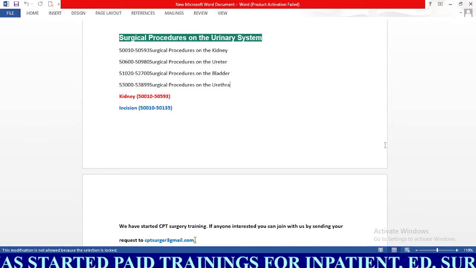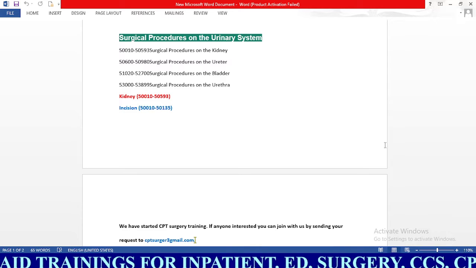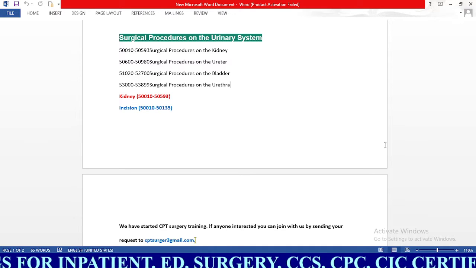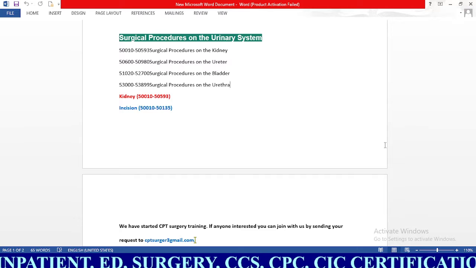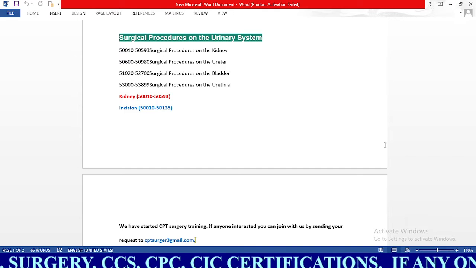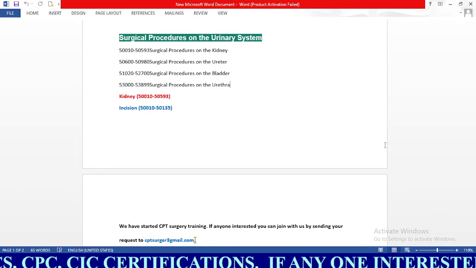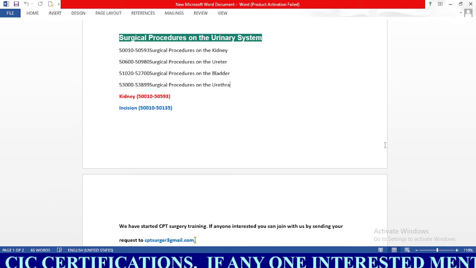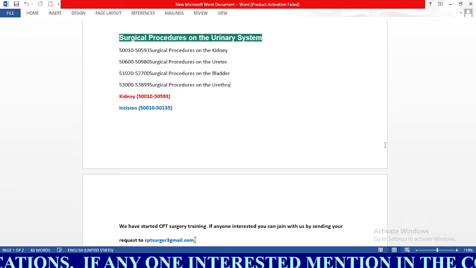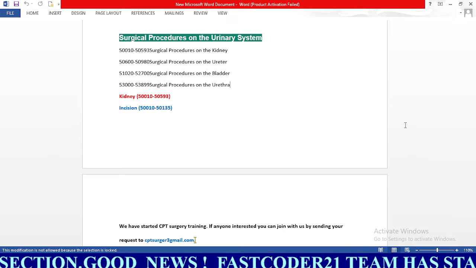If you check the next code in the CPT book, it is 50,040, which is nephrostomy with drainage. Nephrostomy means artificial creation of an opening into the kidney. Using the nephrostomy, the physician will perform the drainage. Next one is 50,045, which is nephrotomy with exploration. Ostomy means creation of an artificial opening. Tomy means incision. So nephrotomy means creating an incision on the kidney and checking the kidney inside in order to find any abnormalities.